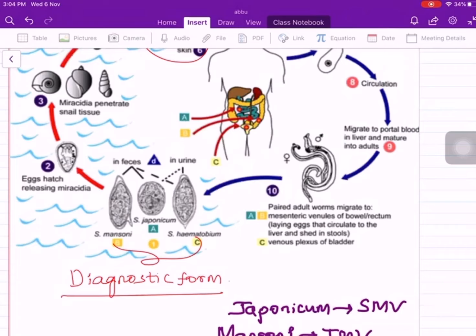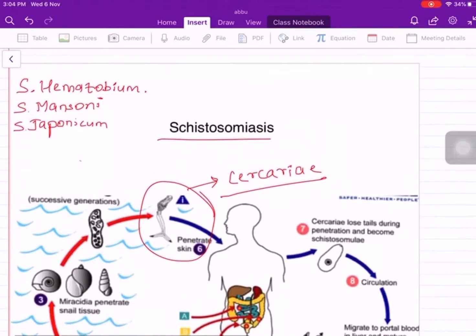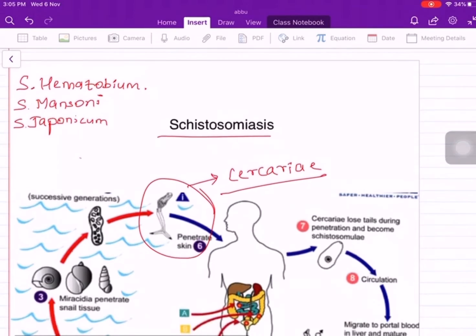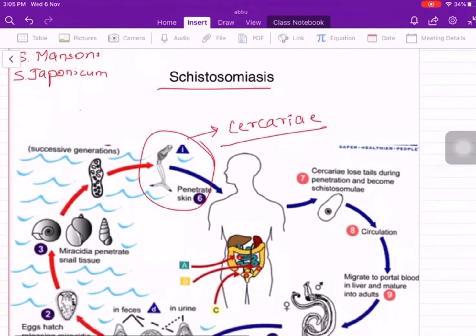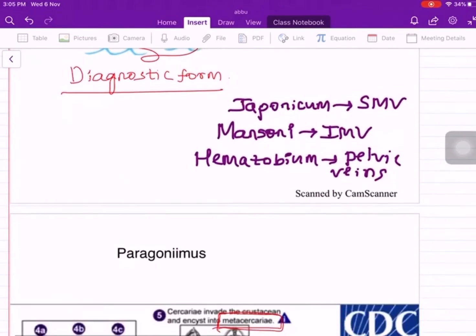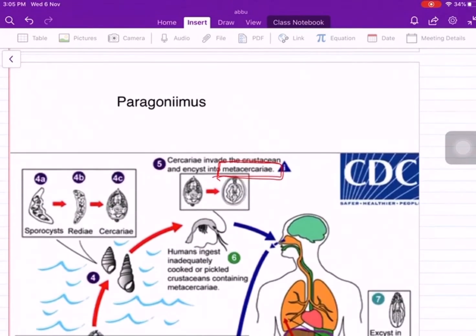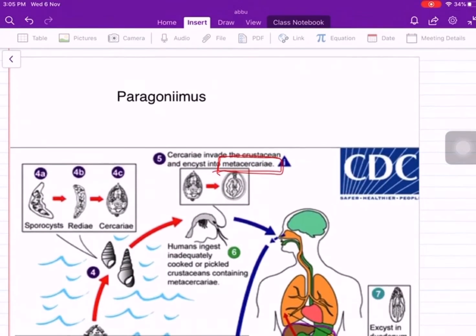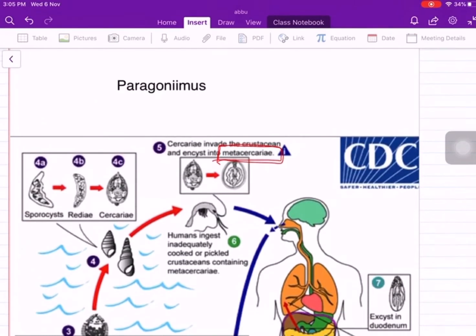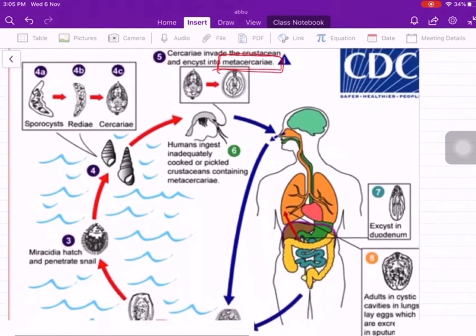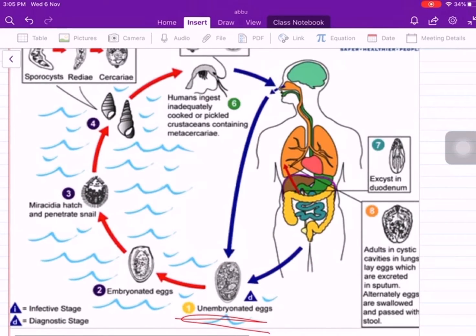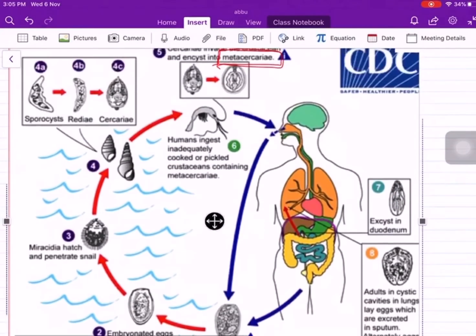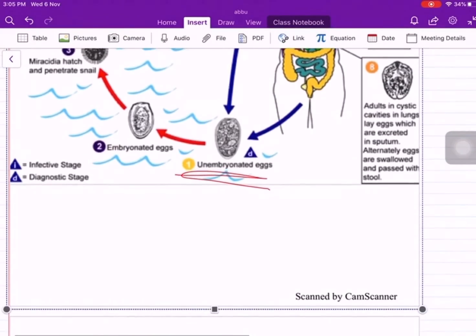Right. So the main differentiating feature of Schistosoma when compared to other trematodes is that the infective form here is cercariae, while the other trematodes have metacercariae as their infective forms. Okay. So moving on to Paragonimus. Paragonimus is also a trematode infection, and here the infective form is metacercaria, and the diagnostic form is unembryonated eggs.